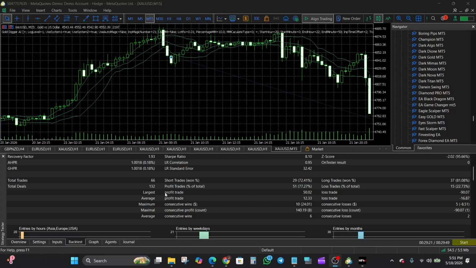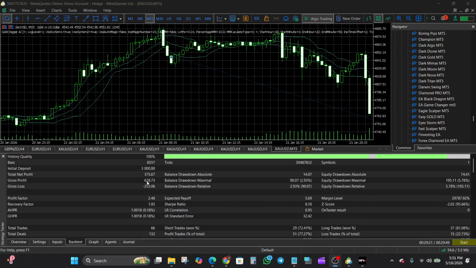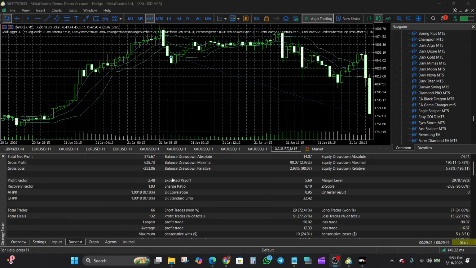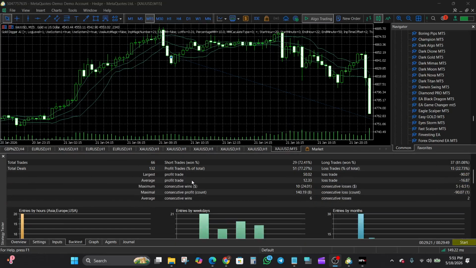Okay, so the largest profit taken was $50. The largest loss was $90, right? I guessed right, because for you to have a high win rate like this and still be left with just a little above 10% over about 4.5 months, that shows that the risk to reward ratio is probably the issue, right? So we can see that the average profit was $12.33 and the average loss was $16.87.